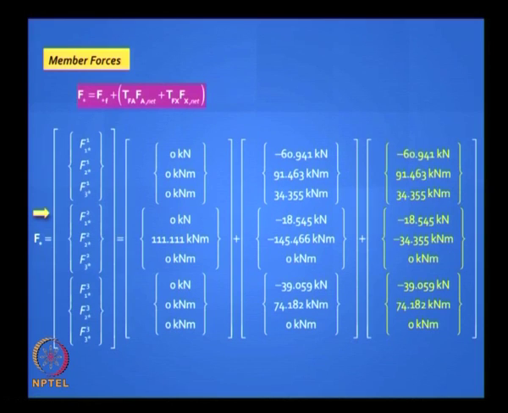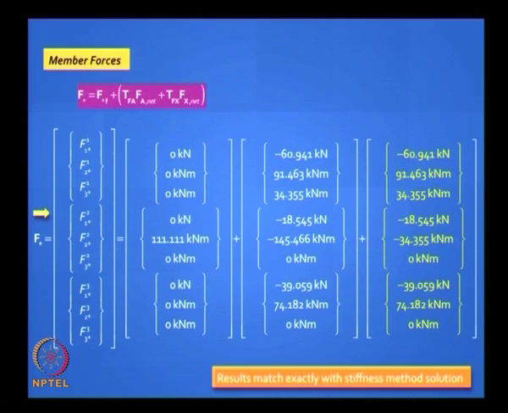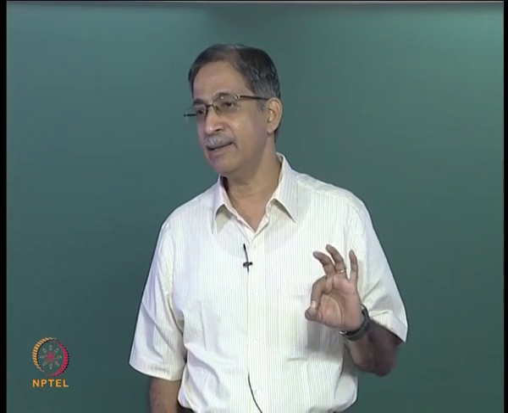Find the member end forces. You remember those large equations we generated with the TF matrix. Now you are in a position to put in all those unknown values. You get the final end forces exact. Then, if you compare with what we did earlier in the exact method, the conventional stiffness method, or the reduced element stiffness method without axial deformation, you will get these answers. Absolutely no error till the 6th or 7th decimal place.